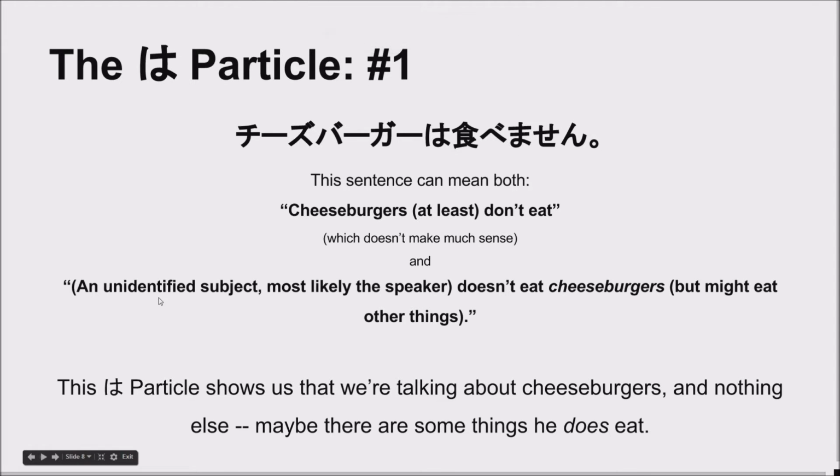Alright, let's continue on. We got the wa particle number 1. Cheeseburger wa tabemasen. This sentence can mean both. Cheeseburgers, at least, don't eat. Which, once again, doesn't make any sense. Why bother expressing this fact? Well, you know, cheeseburgers, they don't eat. Oh, it's like, oh, man, are you serious? Well, I guess we know that the cheeseburger wasn't the criminal. Like, it doesn't need to be said.